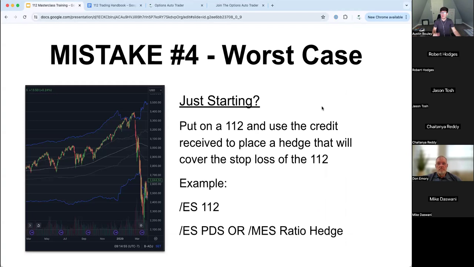But let's say, Austin, the market's crashing or at least pulling back right now. If I'm starting to trade 112s right now, how do I do it? Okay, well, first off, now is the best time to put on a 112 trade because volatility is high. You will collect a lot more credit and your strike prices will be way out. However, you will be at a higher chance of risk because the market is moving a lot.